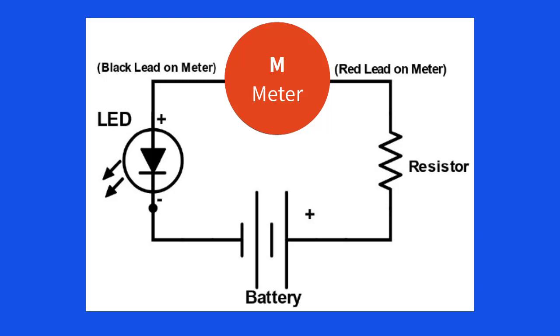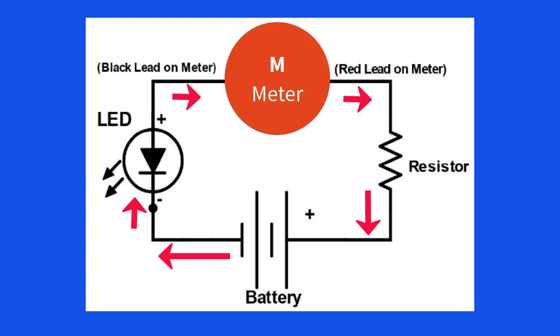It flows from the negative of the battery into the cathode of the LED. Then it flows out of the anode of the LED into the meter. Then the current flows out of the meter into the resistor, and from the resistor into the positive of the battery to complete the circuit.